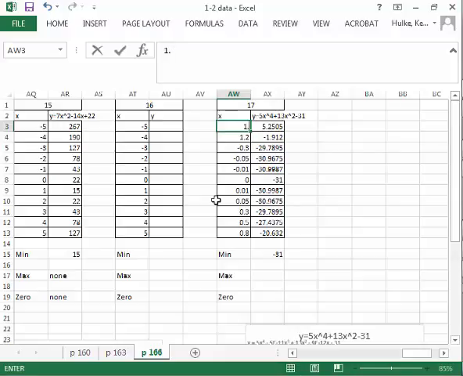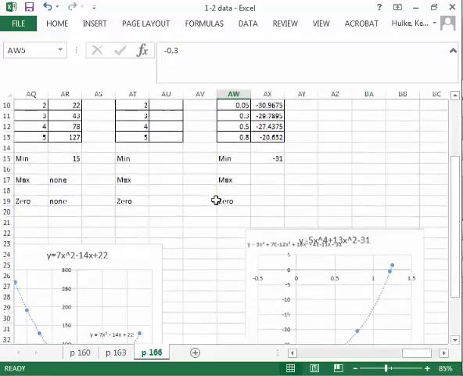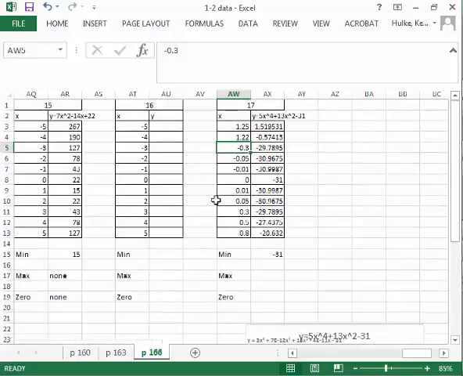Let's try 1.25 and 1.26. Nope, I'm sorry, 1.24. I went the wrong direction. How about 1.23? I want to get below 0, 1.22. There we go. So we're a little bit below 0 with 1.22. At 1.23, we're a little bit above 0. So it's somewhere between 1.22 and 1.23. 1.22 is one of our zeros.